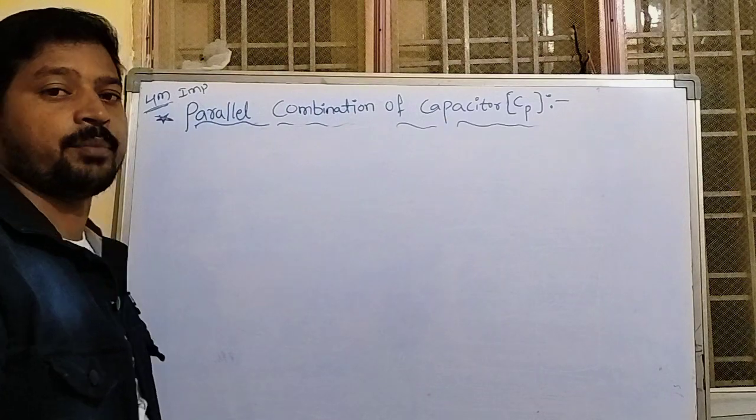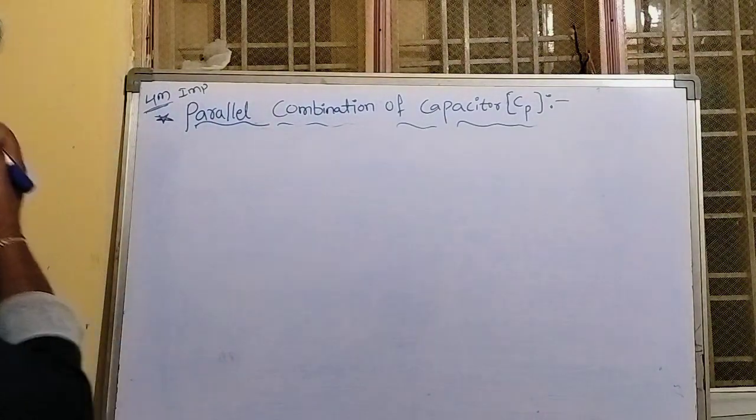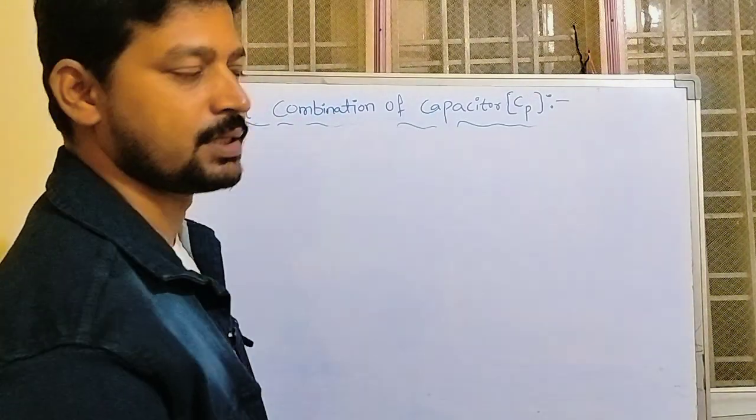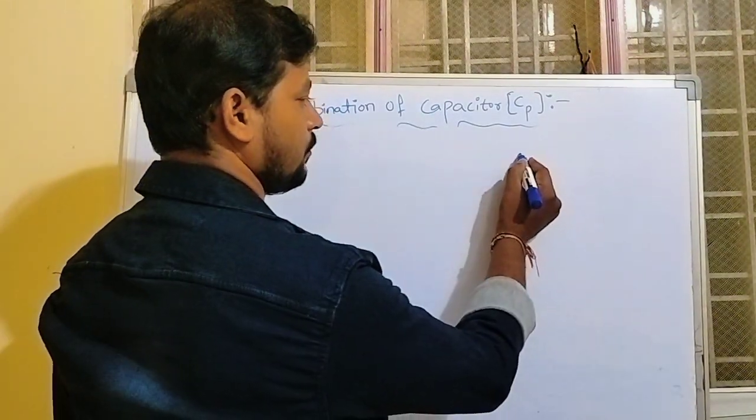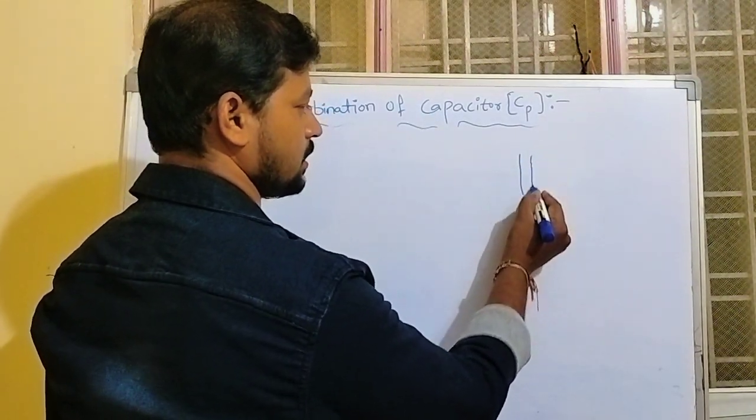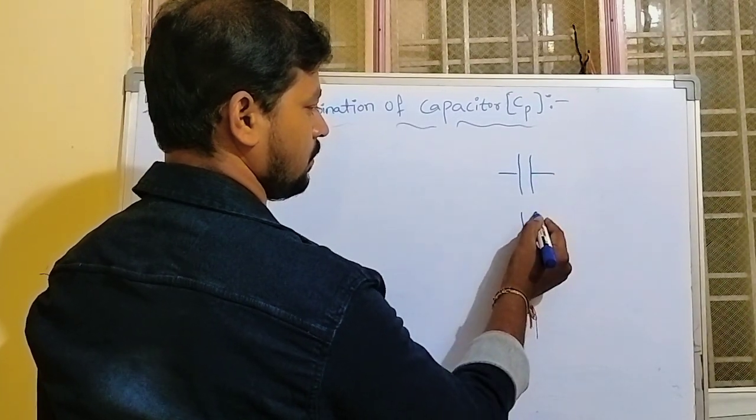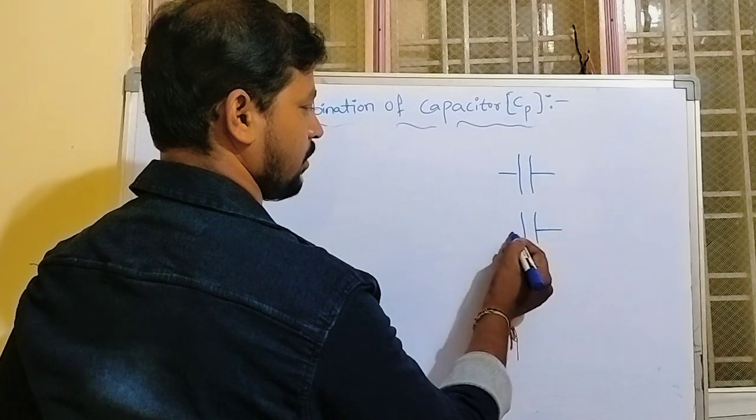Parallel combination of capacitors. 4 marks important. How to connect the parallel combination of the capacitors? We have to take three capacitors.